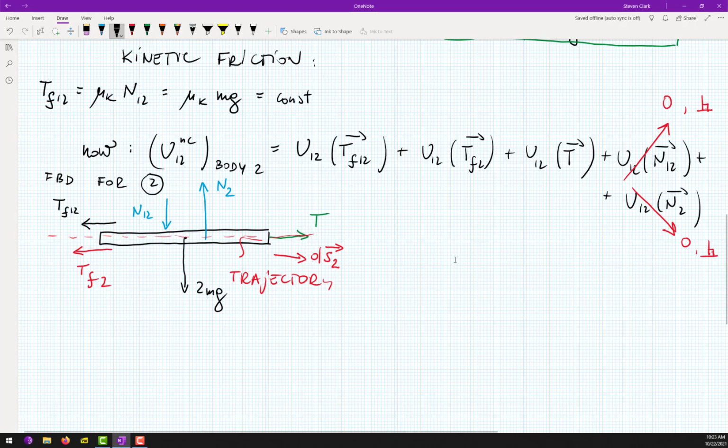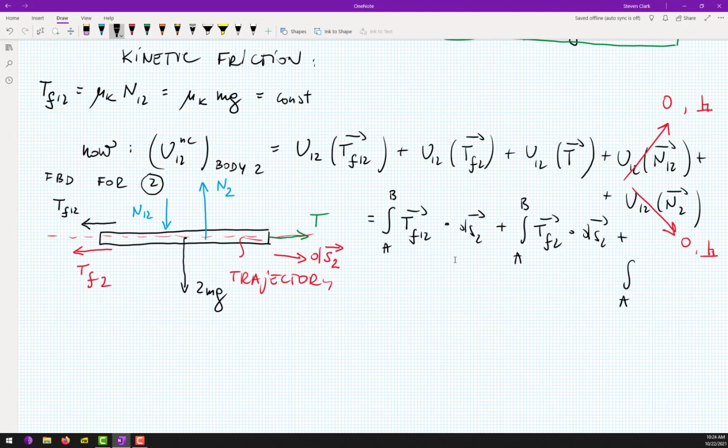So we have the integral from beginning till end, and later we will replace that a and b with numbers, of TF12 times ds2 plus the integral from the same bounds of TF2 times ds2 plus this integral from a to b of t times ds2.